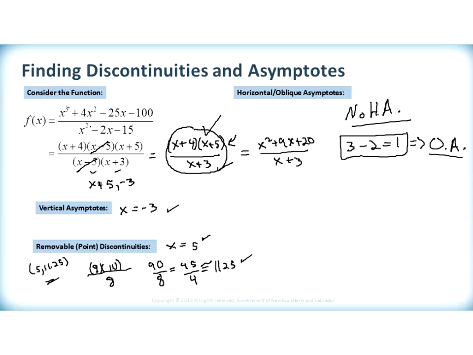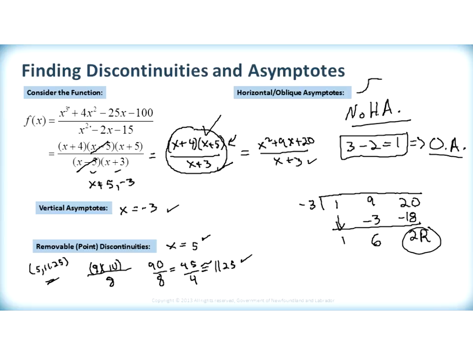So I do my synthetic or long division. Let's pick synthetic division. It's quicker and easier, and whenever we have a linear divisor on the bottom, it's a good idea. So we've got 1, 9, and 20. That represents all of the coefficients that we had. So we drop the 1, multiply by -3, add them up to get a 6, multiply by -3 again, and we've got -18. Add those together, and we've got a 2 for a remainder. So that means our oblique asymptote is going to have an equation of y equals x plus 6, stealing our coefficients from down here.